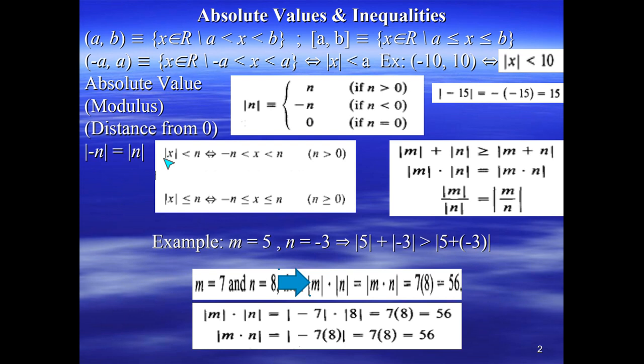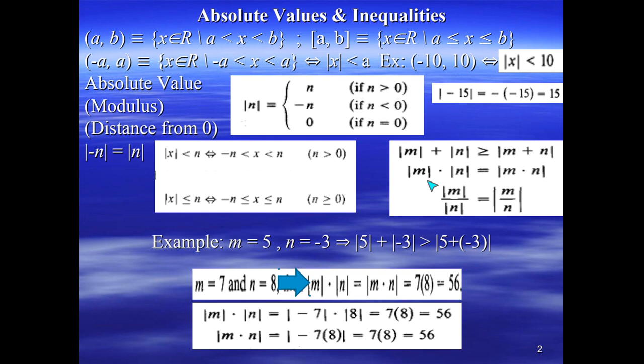When we write down the absolute value of x less than n, it is equivalent to minus n less than x less than n, when n is positive. Again, if we write down the absolute value of x less than or equal to n, we mean minus n less than or equal to x less than or equal to n, for n positive. You see, this is the meaning of the absolute value.